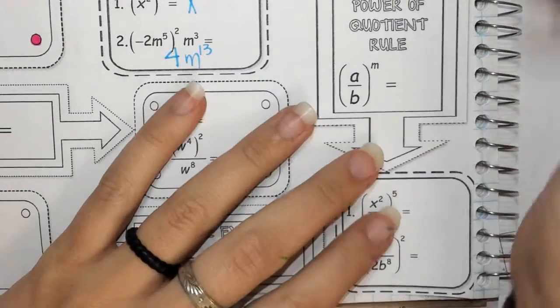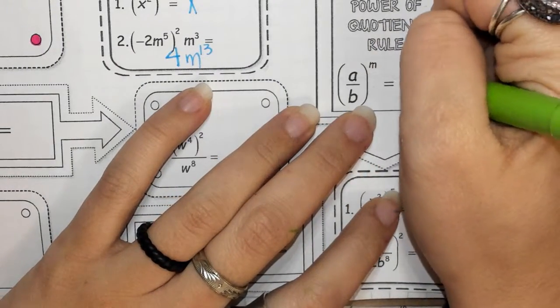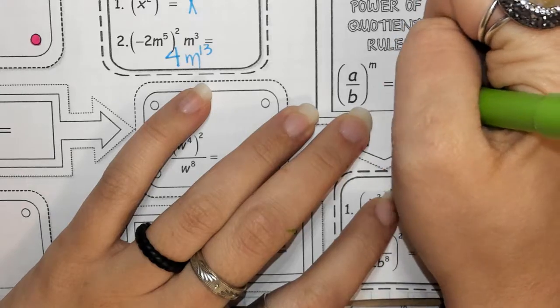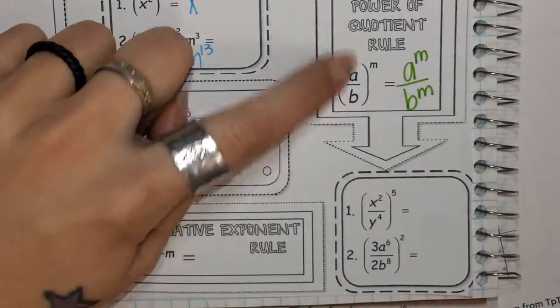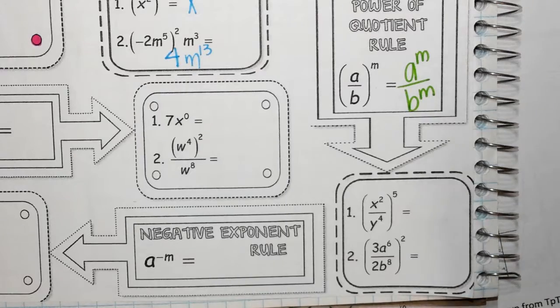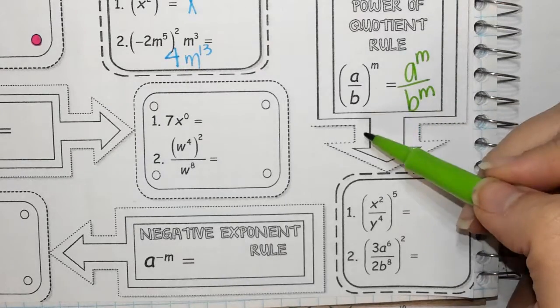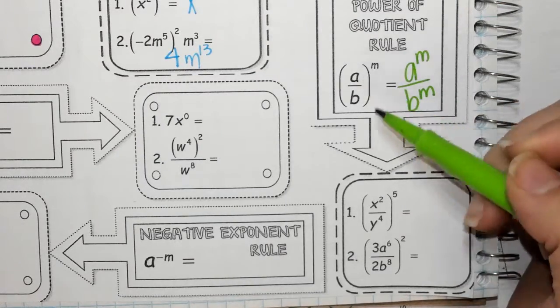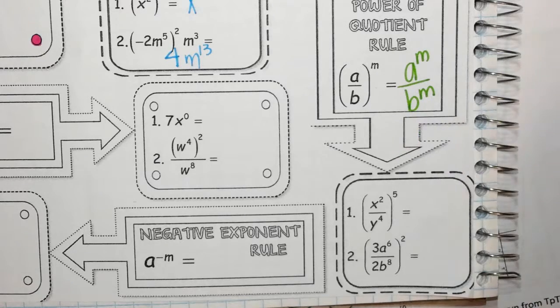You raise everything in the parentheses to that m. So it's a to the m divided by b to the m. Now, if they're like bases, subtract them first, then raise it to that exponent. Wait, say that last part again. If they're like bases, if both of these were a, you would subtract first because you're dividing, and then raise it to that exponent. Wait, how would you subtract an a?